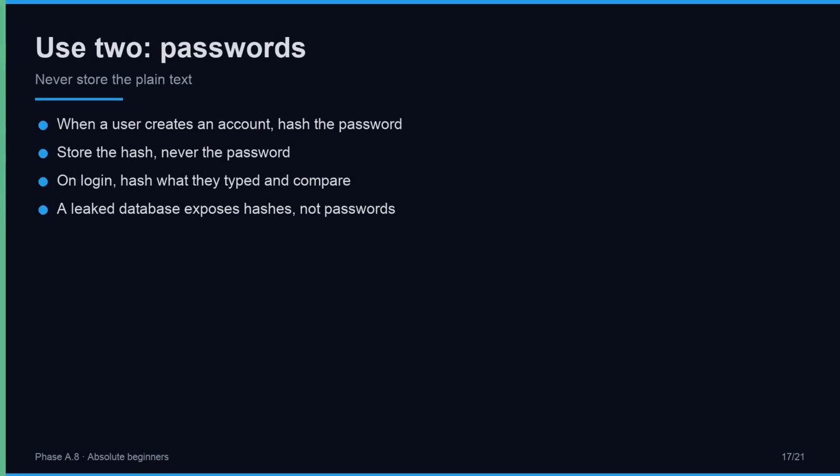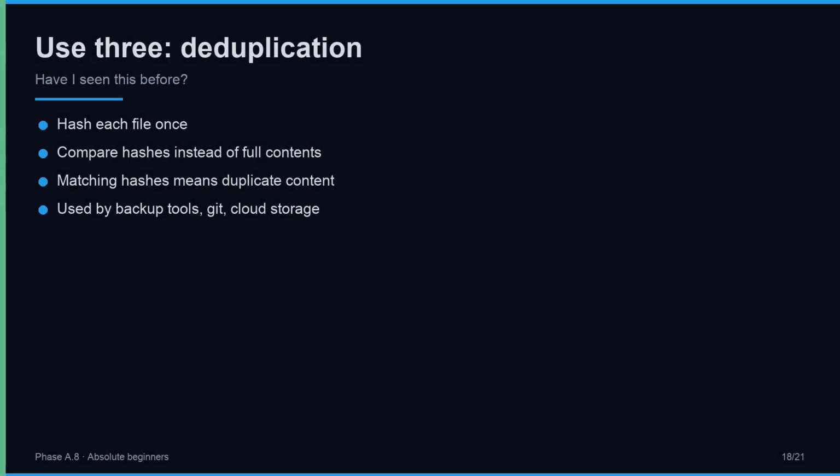Second real use, passwords. When a user creates an account, you hash their password and store the hash, never the plain text. On login, you hash the password they typed and compare the two hashes. If they match, the password was correct. If an attacker steals the database, they get a list of hashes, which they cannot reverse back into passwords. This is why every reputable site stores passwords only as hashes. Never store plain text.